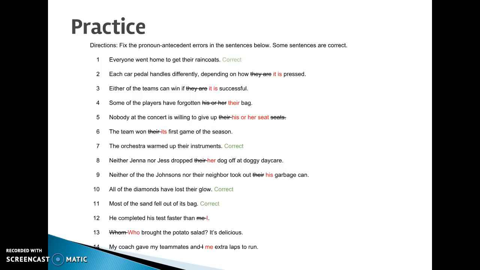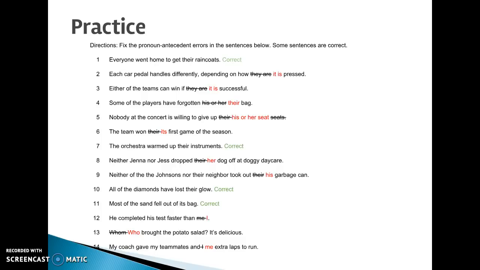All right. So the first one, "Everyone went home to get their raincoats." Now, this is a tricky situation because "everyone" is a singular indefinite pronoun. However, remember our new rule that we want to be gender inclusive, and we don't know if everyone included is female or male identifying. So even though historically we might have said "his or her raincoats," here we just say "their raincoats" to be inclusive.